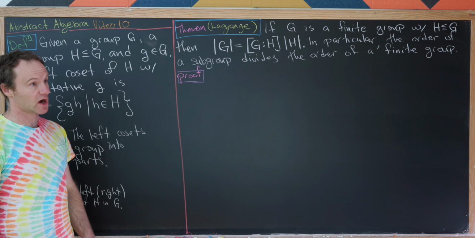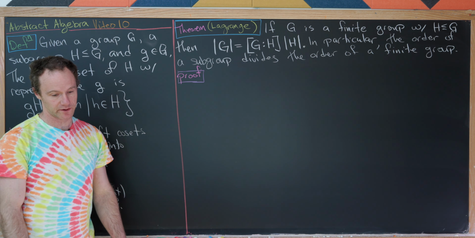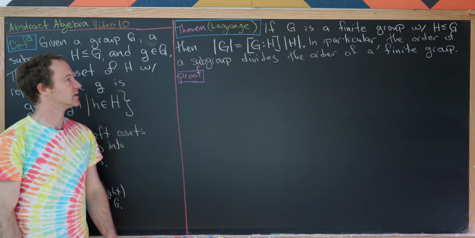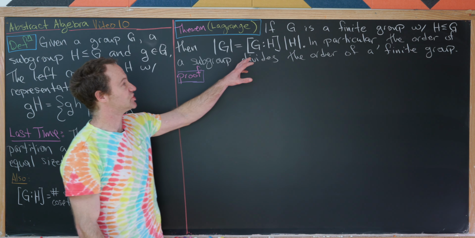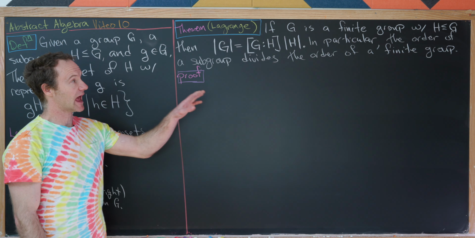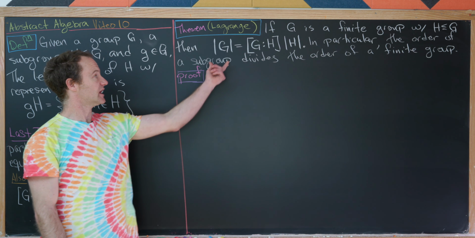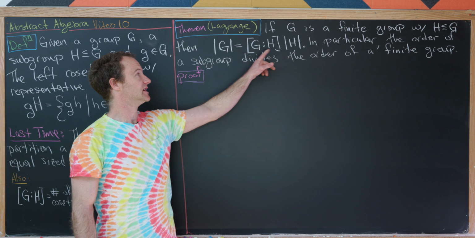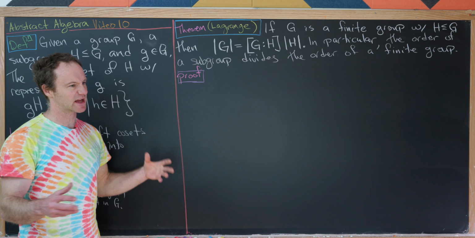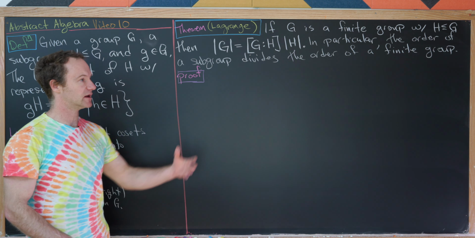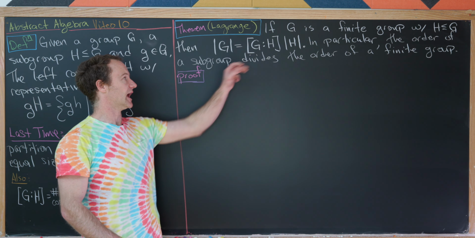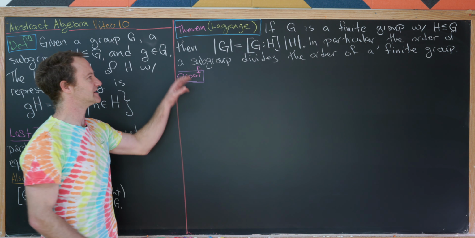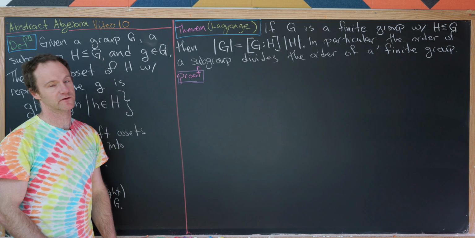So now we're going to prove Lagrange's theorem, which, like I said before, is super important. And then we're going to look at lots of nice applications and corollaries of this theorem. So let's see what it says. If G is a finite group and H is a subgroup of G, then the order of G is equal to the index of H in G times the order of H. So we've got this nice multiplication relation between the size of H, the size of G, and the number of cosets of H in G. In particular, this means that the order of a subgroup divides the order of the group.